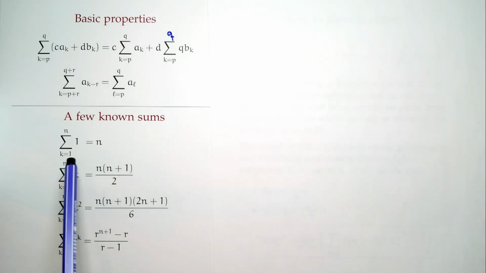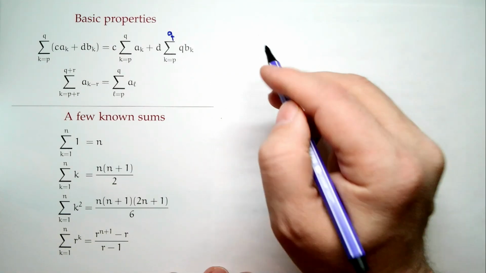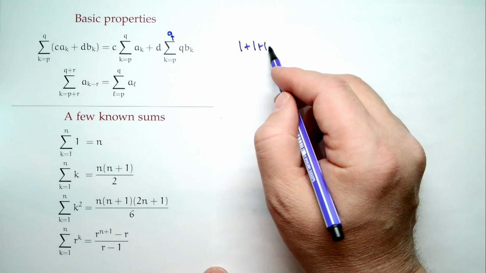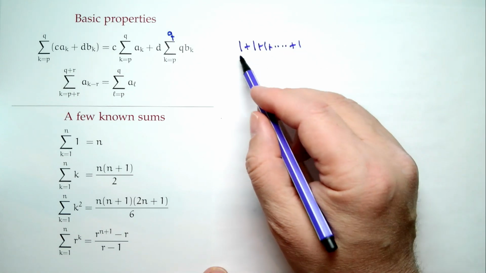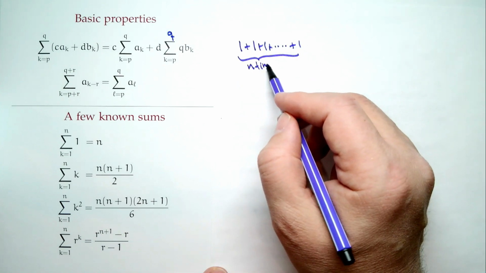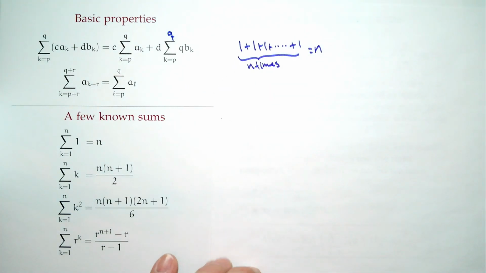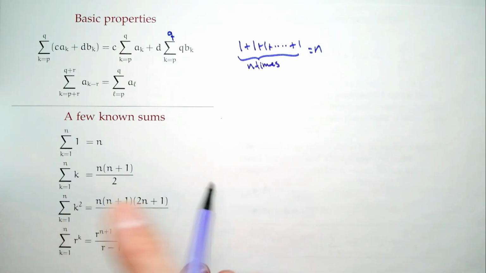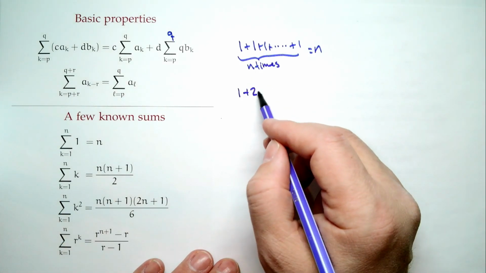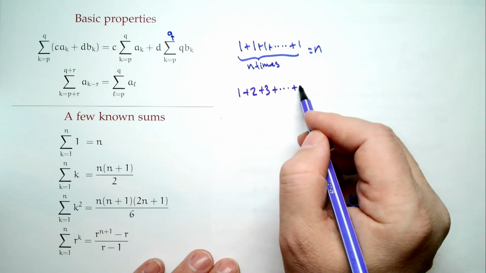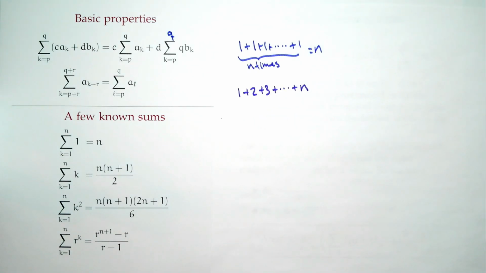For instance, if I add 1 plus 1 plus 1 plus 1, and I keep doing that n times, so it's 1 plus 1 plus 1, and I do this n times. What's my final sum going to be? N. Okay, that's pretty convincing. Now, this one says I'm going to add 1 plus 2 plus 3 all the way up to plus n. And that's not so obvious what that should be.